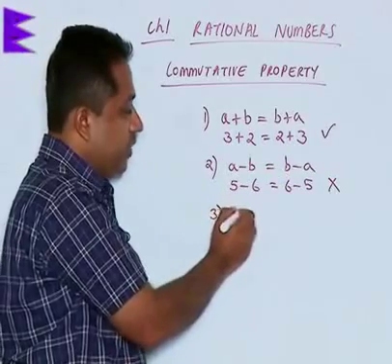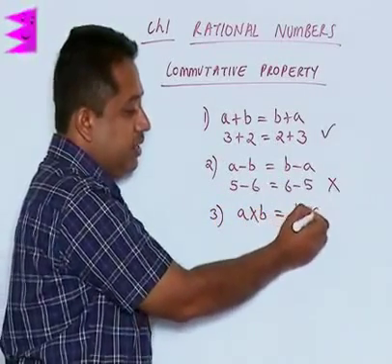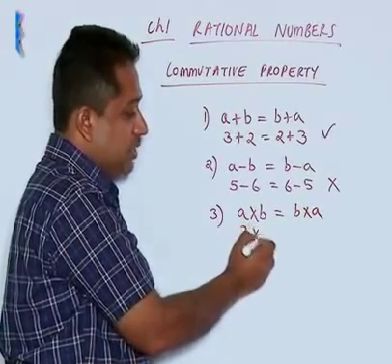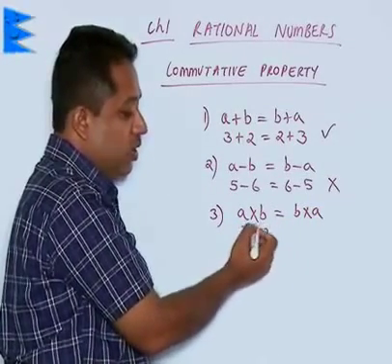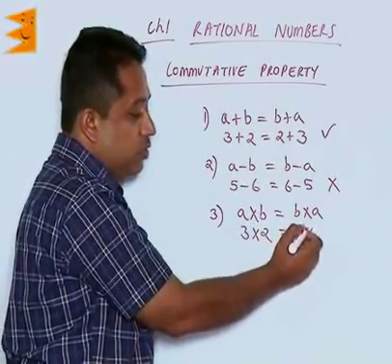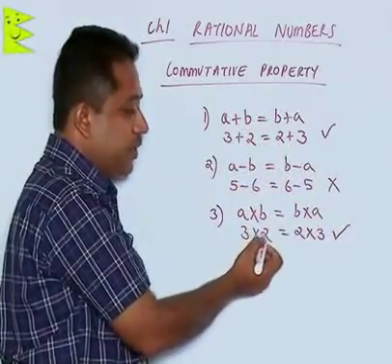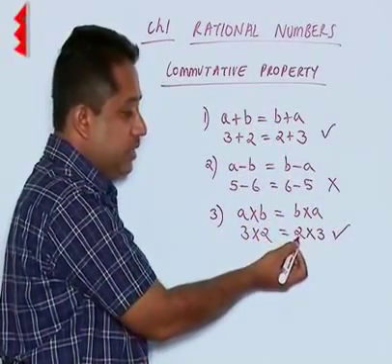So commutative property does not hold good in case of subtraction. What about the case of multiplication? Is A into B the same as B into A? When we multiply two numbers, let's say 3 into 2, does the order matter? 3 into 2 gives you 6, 2 into 3 also gives you 6. So I can say that the commutative property is true in case of multiplication.